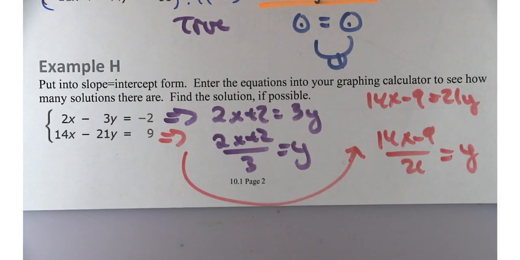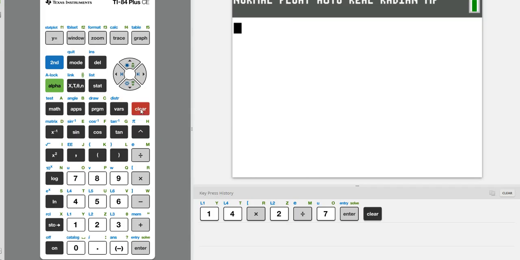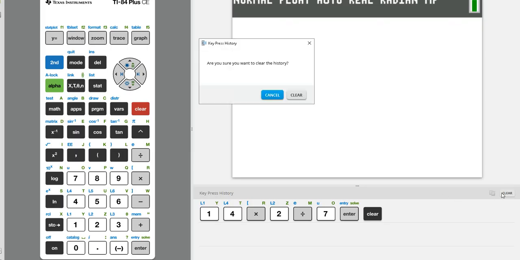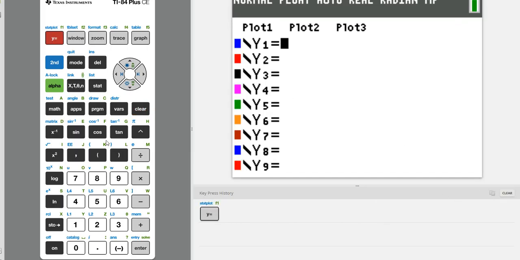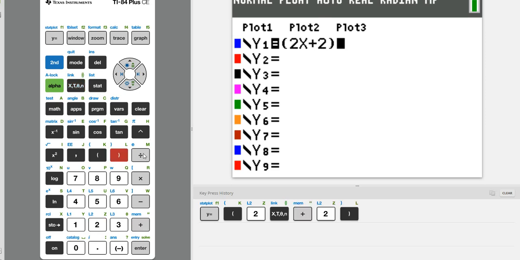And now you can plug these things into your graphing calculator. Your graphing calculator is not quite like Desmos. You actually have to solve for y before you plug those things in. So there's a couple ways we can plug those in. I'll show you one of each. For the first one, I'm just going to use parentheses like this. Parenthesis 2x plus 2, divided by 3.